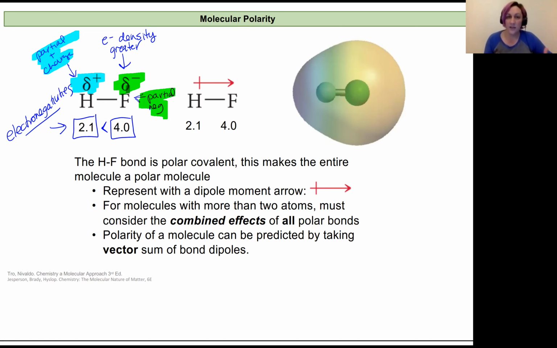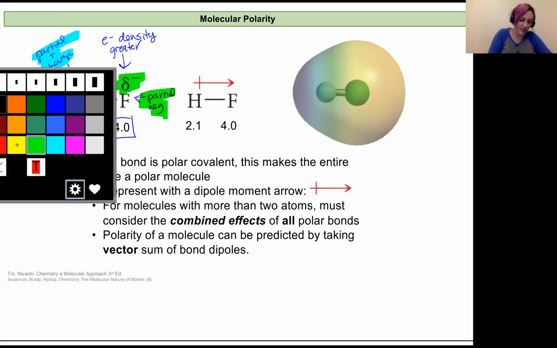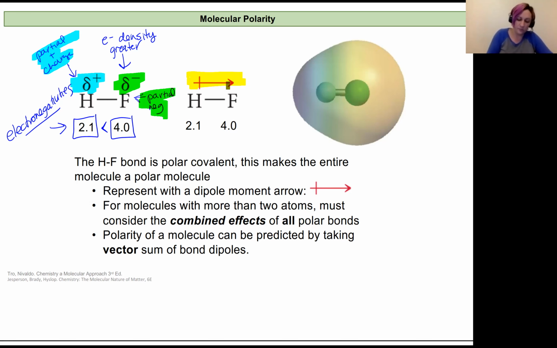Another way to represent this is with a dipole arrow or a dipole moment arrow, and that's right here, this red arrow. And what you're doing here is showing the partially positive end has the plus part of the arrow, and it's pointing to the partially negative end. So it's pointing to the more electronegative element.